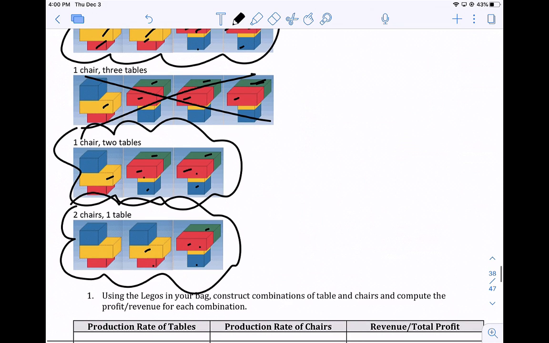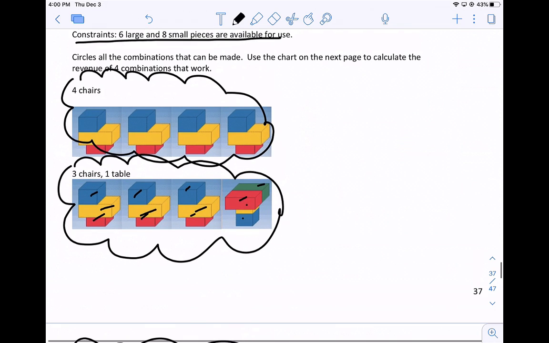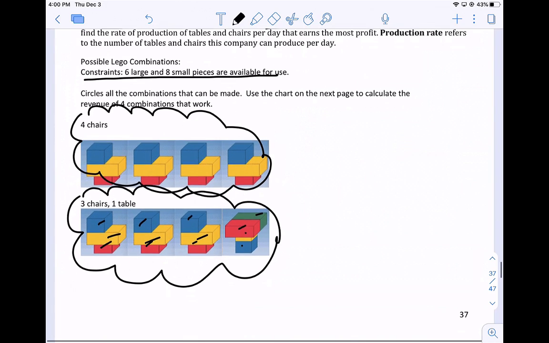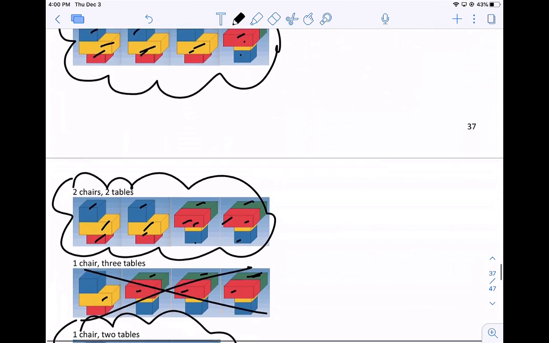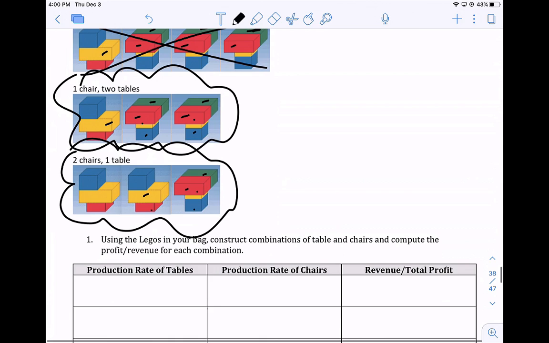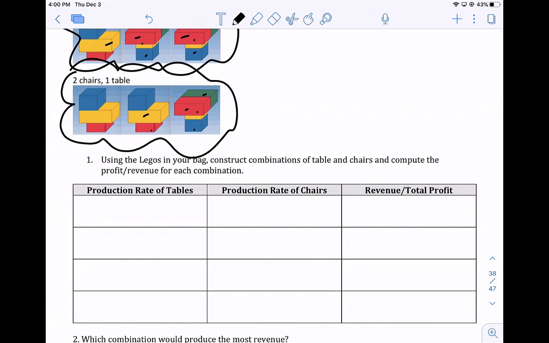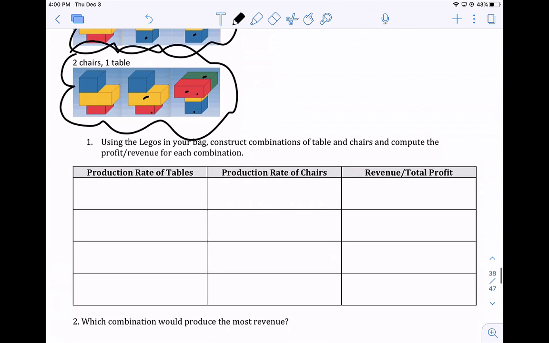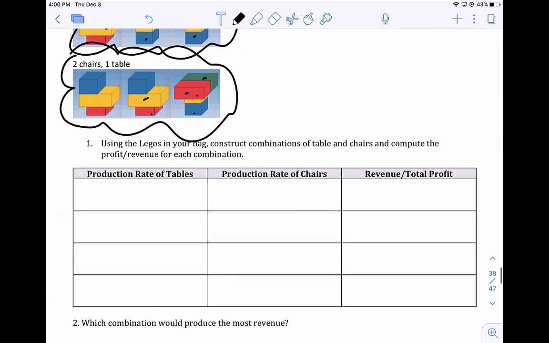Okay, so here I've circled different combinations that work. So we can make 4 chairs, 3 chairs and 1 table, 2 chairs and 2 tables, 2 chairs and 1 table, and 1 chair and 2 tables. All right, so it says using the Legos in your, okay. You can't do that because you don't have your bag, but we have at least 4 combinations of tables and chairs that work.